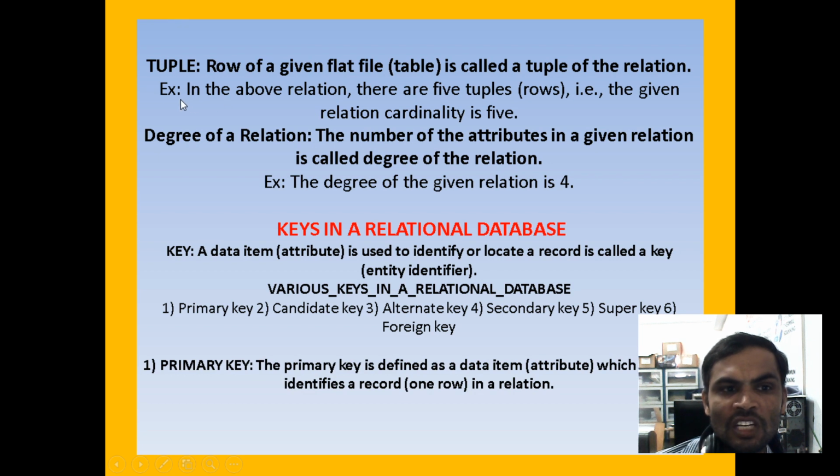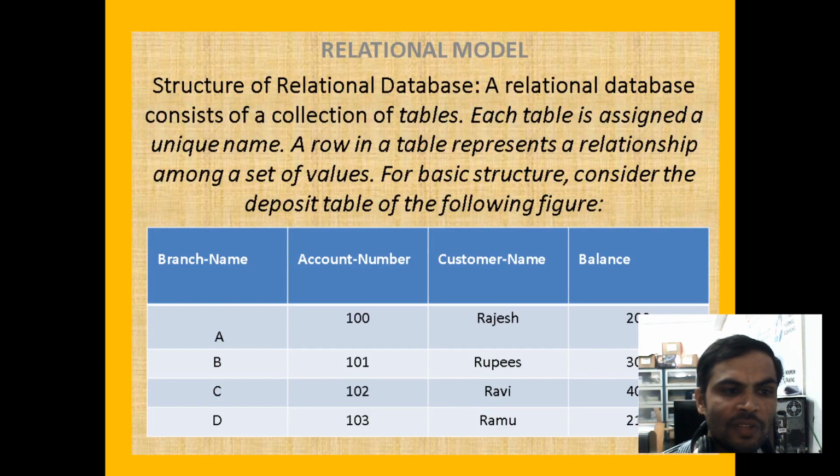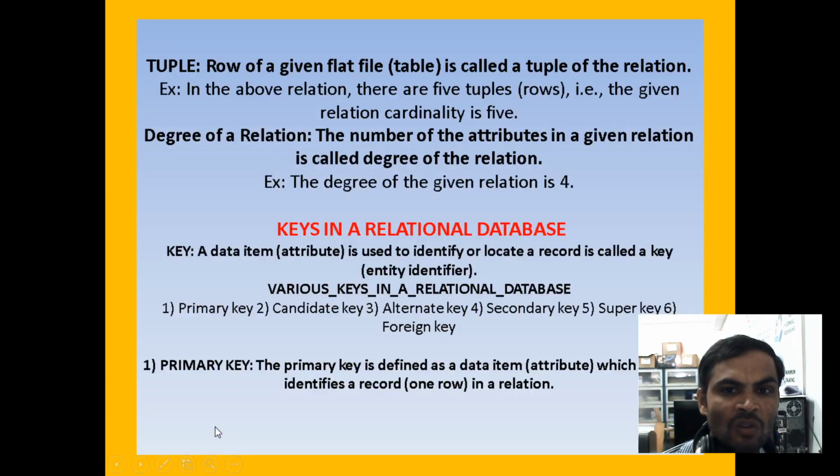In the above relation there are 5 tuples, 5 rows: 1, 2, 3, 4, 5. Given the 5 rows, the cardinality of the relation is 5. The degree of the relation is the number of attributes, which is 4 here.